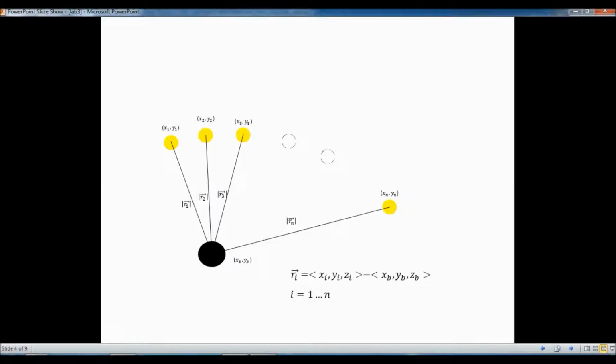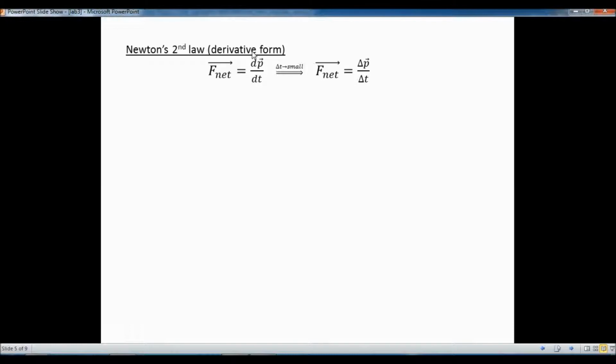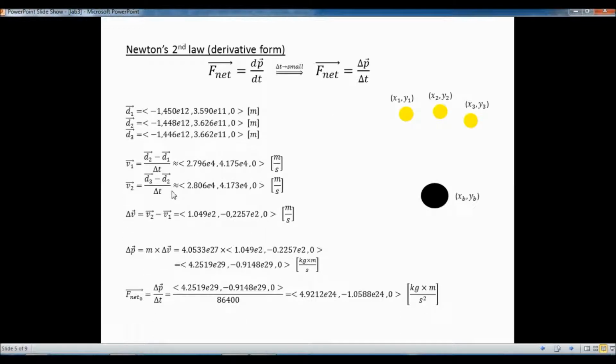So let's use the derivative form of Newton's second law. We assume that delta t is small, so F net is given from this equation. From the first two position data points, we can estimate a velocity. From the second and third position data, we obtain another velocity. So we have two velocities and therefore one change of velocity. We then calculate a change of momentum, and when we divide this by delta t, we obtain the first estimate of net force.